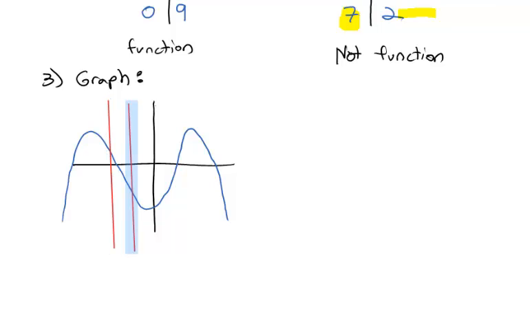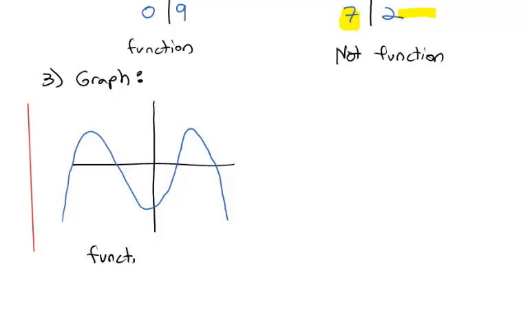And I want to notice as I move this line across the graph, it only hits that blue graph one time. This red line represents an input value. Wherever the line is, that's the input. And notice the graph, it hits once. Only one possible output value. We call that the vertical line test. A vertical line is going to cross the graph no more than once. That makes it a function.